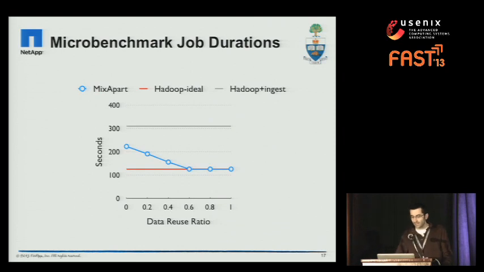So with MixApart, as expected, the blue line, MixApart gets better as you get more reuse, right? In this case, because it's able to utilize the cache more effectively when it gets higher reuse, when we have 0.6 reuse, MixApart is able to match Hadoop because it gets 60% of the traffic from the cache and 40% from the enterprise storage, essentially.